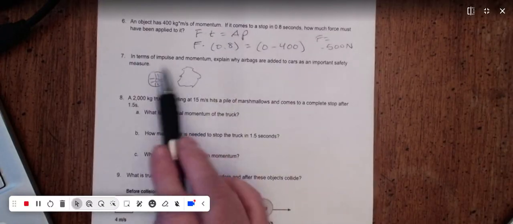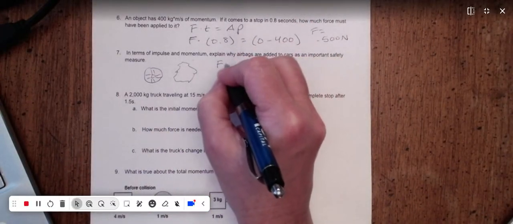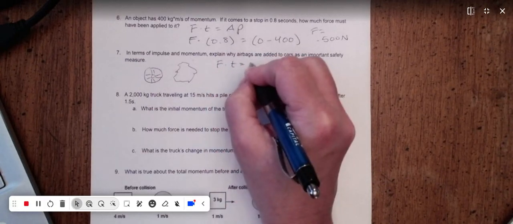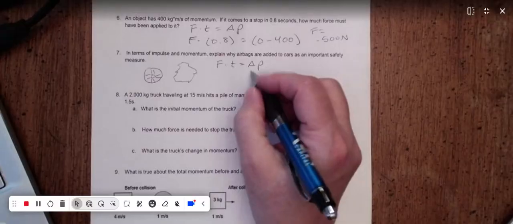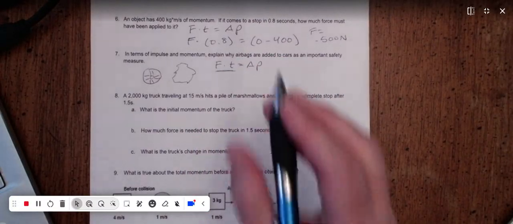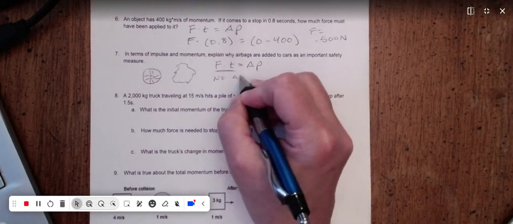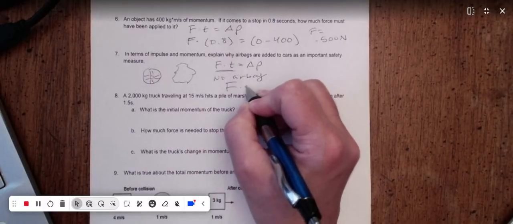Okay, so in terms of impulse and momentum, when you have an accident, you're going to come to a stop. So your impulse equals your change in momentum. You're driving this car, it's got a mass, you're driving at a certain velocity. Whether you have an airbag or not, your change in momentum is going to be the same. But it's this force versus time combination that can be different. So if we have no airbag, this is where we have a large force over a short time.